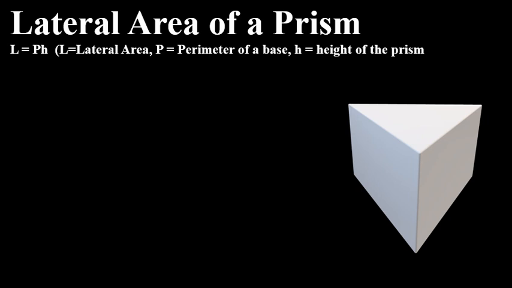Hi everyone, in this video I'm going to talk about lateral area of a prism. First of all, you need to understand what is the meaning of lateral. You can see here left, right, top, bottom, front and back. So there are 6 faces. Now these faces are lateral to each other. If I look at this face and this face, they are lateral to each other. Similarly, this and this are lateral to each other.